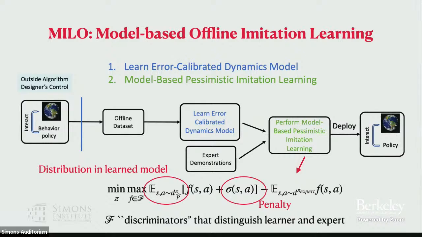Because these regions correspond to the part of the state space where you don't have too much offline data, you should focus yourself on the region where you have data and try just to do your best to mimic the expert there. That's sort of the intuition.